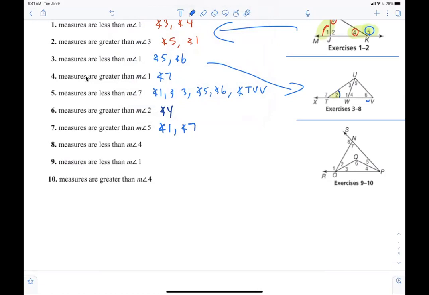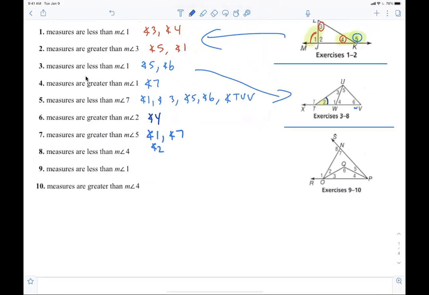Okay, Maren. Easy as that, kiddo. Angle 2 and angle 3. Anybody else? Angle 2 and angle 3. Yeah, that's the only thing I see. Anybody else? All right, Elise, measures that are less than angle 1. Angle 7 and angle 5. 7 is greater than angle 1. Oh, thank you, thank you.